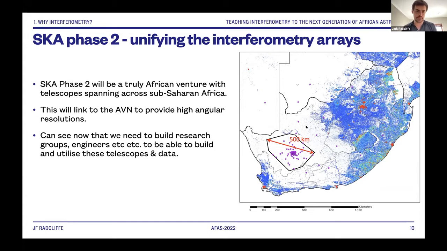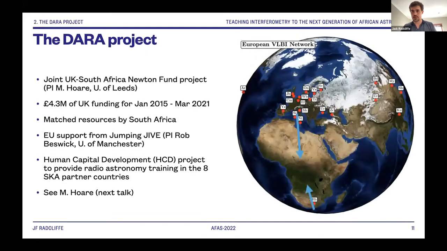So given this, we can see now that we need to build research groups. We need to have engineers to be able to build, utilize, get the data, make these amazing discoveries. And luckily, this has already been happening. One of these projects, and I'm just saying this is one of the projects, is the DARA project. This is meant to kind of bridge the gap, and Melvin is going to talk about this next.